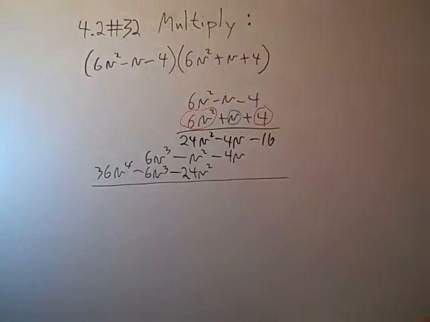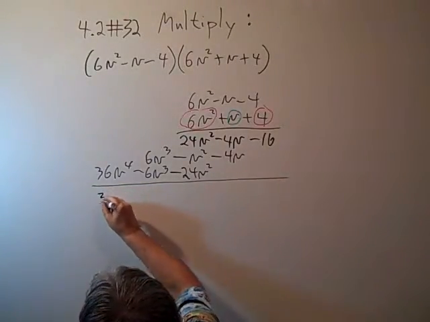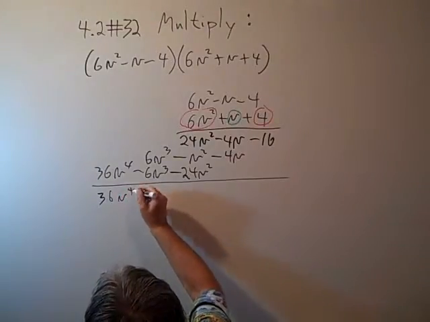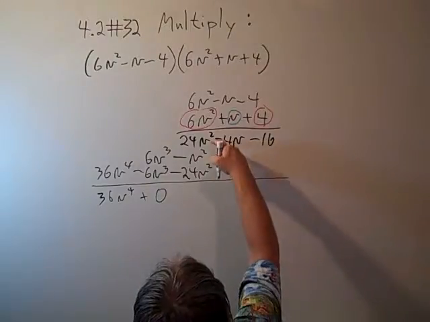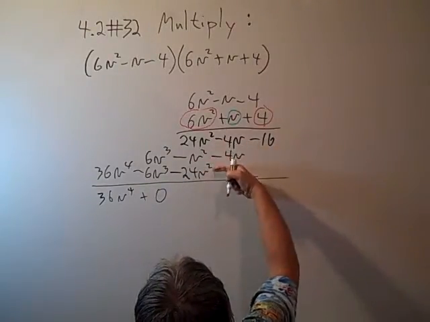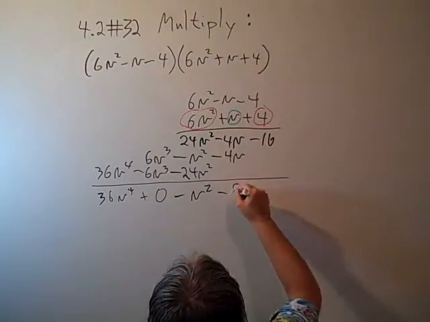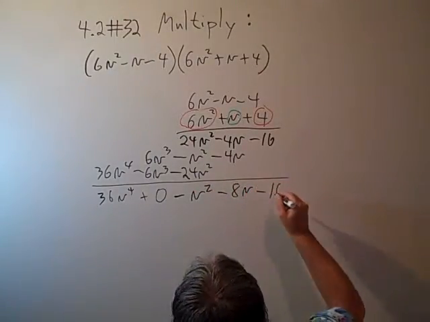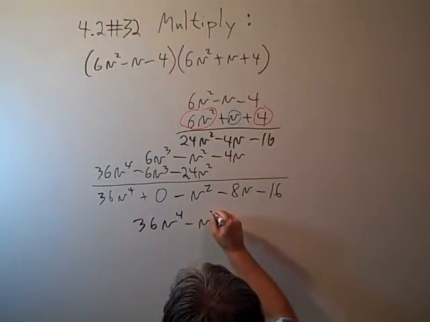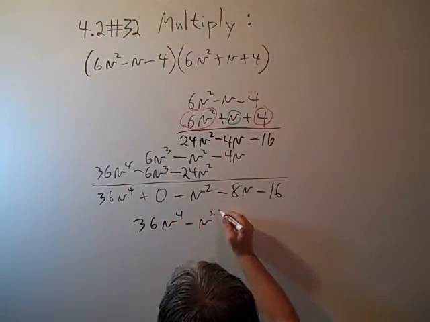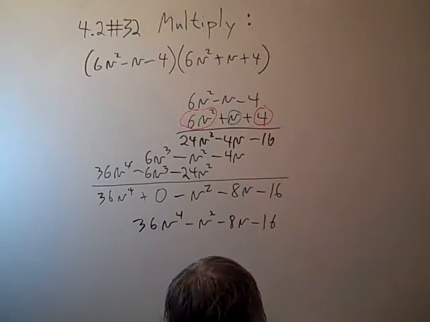So now when we add all these together, we'll have our final answer for this. So we have 36v to the fourth plus 0, because those add up to 0. 24v squared and negative 24v squared cancel out, so you're left with negative v squared, and that's negative 8v negative 16. So this is 36v to the fourth minus v squared minus 8v minus 16.